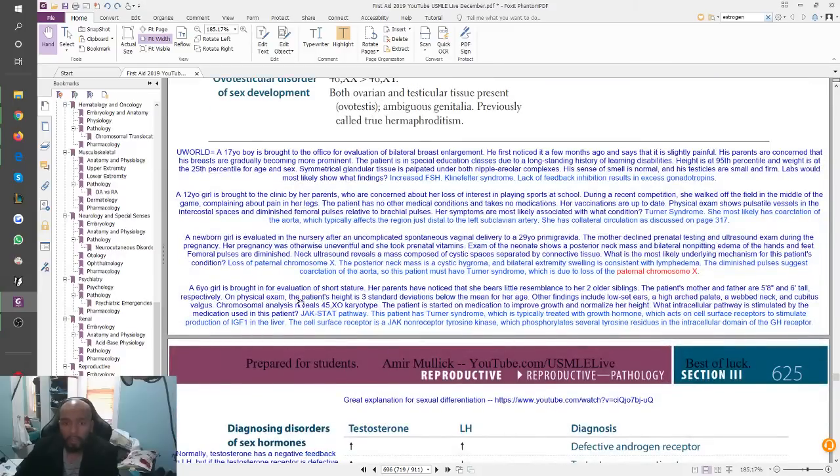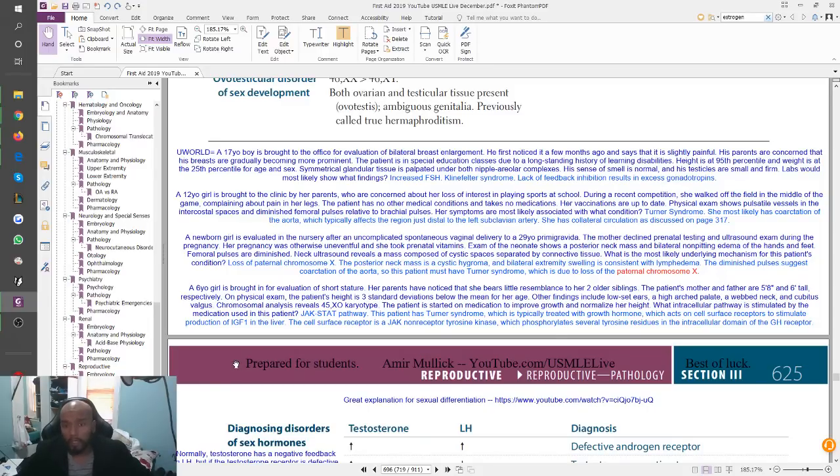Last question here is a little more complex. So this one says a 6-year-old girl is brought in for evaluation of short stature. Her parents have noticed that she bears little resemblance to her two older siblings. The patient's mother and father are 5'8" and 6 foot tall, respectively. Right, so the father's pretty tall, the mom's tall too. On physical exam, the patient's height is 3 standard deviations below the mean for her age. Other findings include low set ears, high arched palate, webbed neck, cubitus valgus, all telling you that this is Turner syndrome, right? Even the chromosomal analysis 45,XO.